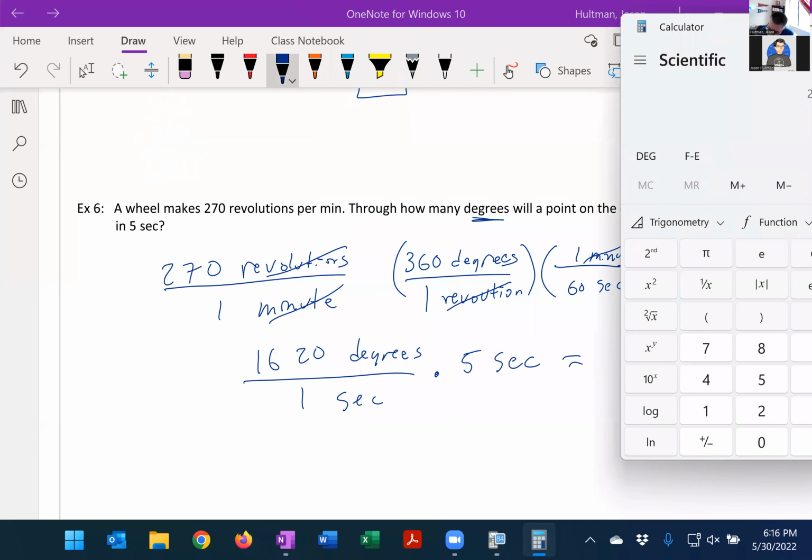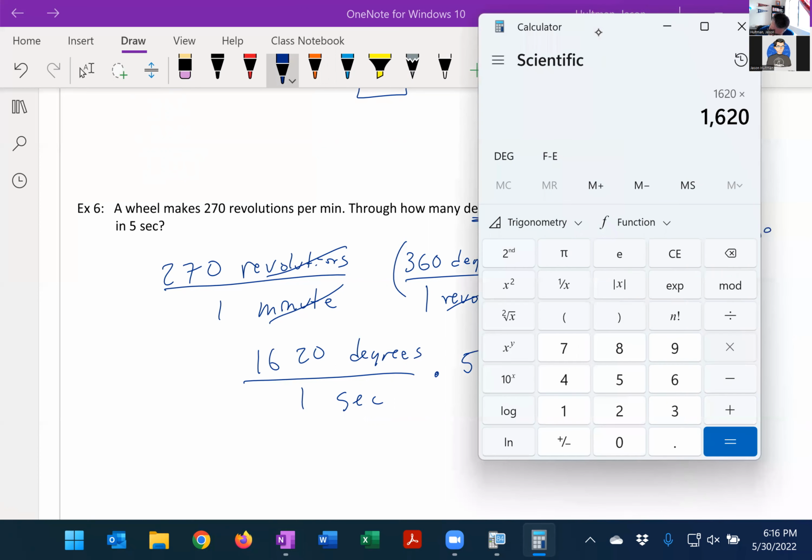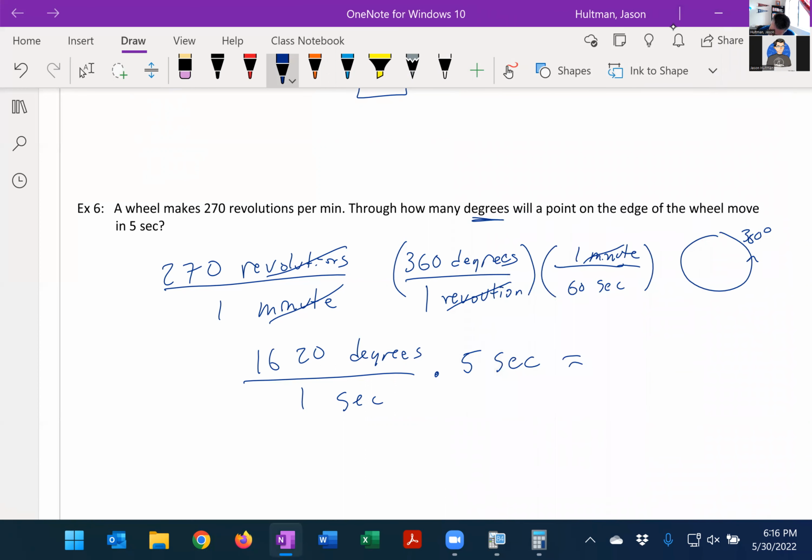And if I multiply that, 1620 times 5, I get 8100 degrees in 5 seconds.